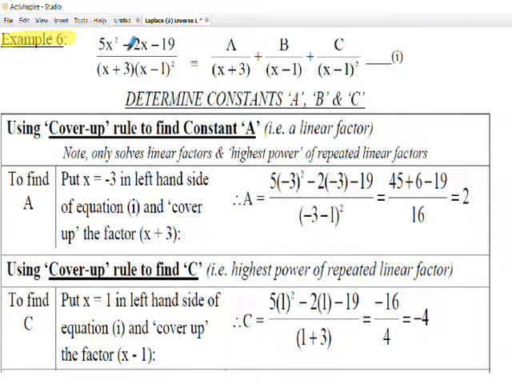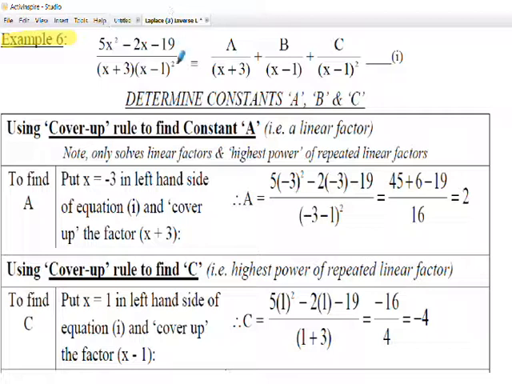Okay, in example 6 now we're going to solve for the constants a, b and c. To do this I'm going to use the cover-up rule to solve for constants a and c, and I'm going to use comparing coefficients to find constant b. I can use the cover-up rule for all linear factors or the highest power of the repeated linear factor, so in this example that's constant a and constant c I can find with the cover-up rule.